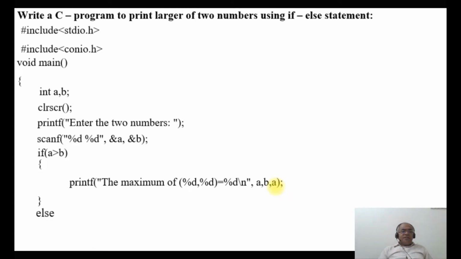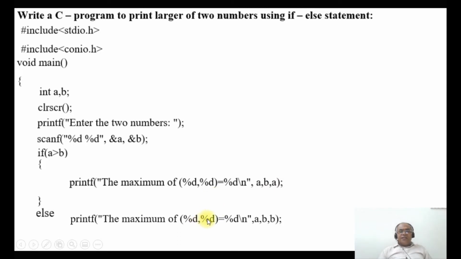Suppose the condition is false, then the printf is "the maximum of %d, %d is equal to %d\n". You can see both are almost the same, but the only difference is you have A comma B comma A here and A comma B comma B there. If it is false, then it will print the value of B. This is only because you have only two numbers. So else, you get B as the greater.